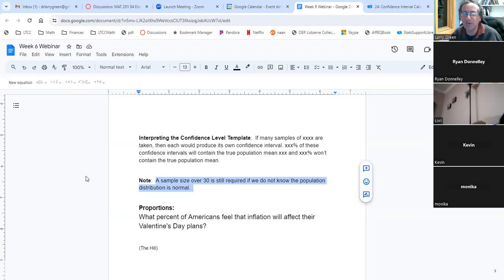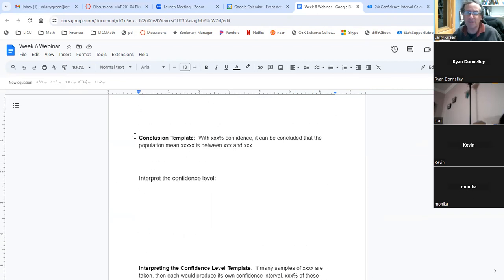What is the first one? Do you mean the first template, the conclusion template? Does that mean by what is first? Yeah. So here it is.